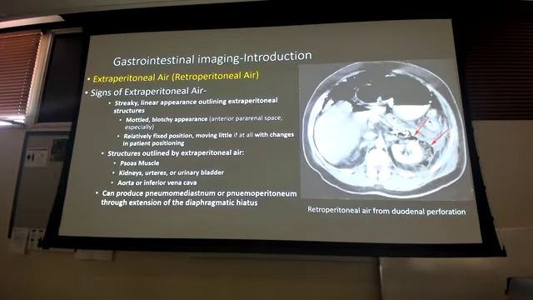Extraperitoneal air. Most likely going to be seen on CT, difficult to be seen on X-ray. Okay, I'll show you what it looks like on X-ray in the next slide. But you end up having air in this kind of mottled, blotchy, patchy appearance, right? It doesn't really move with patient positioning very much.